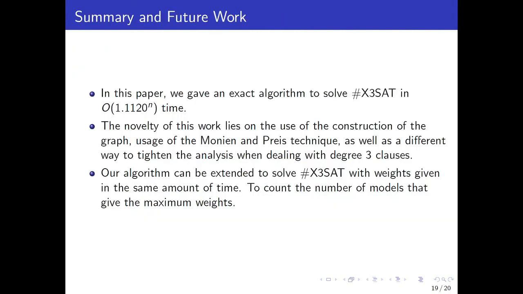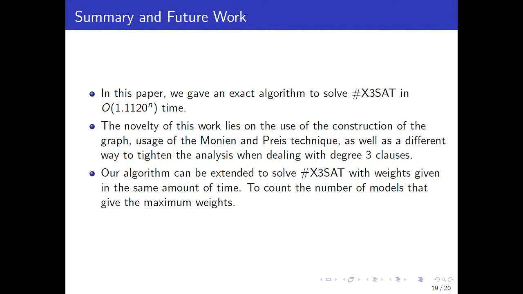Now let's give a quick summary. In this case, we give an exact algorithm to solve counting X3SAT in O(1.1120^n), and the bottleneck of our algorithm comes from branching variables that are at least degree 3. The novelty of this work really lies in the use of the Monien and Preis result, the construction of the graph, as well as a different way to tighten the analysis when dealing with degree 3 clauses.